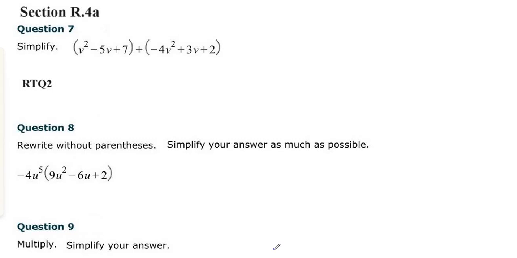So today we're going to work a little bit here with polynomials. First we want to simplify the addition of these two polynomials, which just means adding like terms. So these v squared terms are like terms, and the v terms are like terms, and then the constants are like terms here. So v squared minus 4v squared, remember you just subtract or add the coefficients. So we've got 1v squared minus 4 is negative 3v squared.